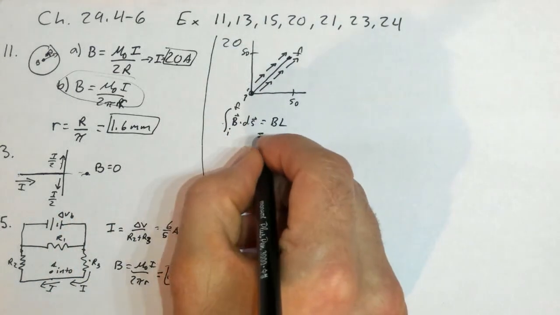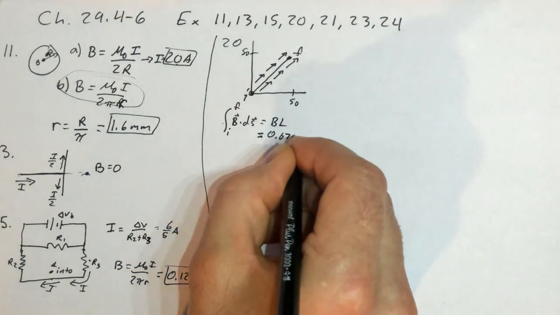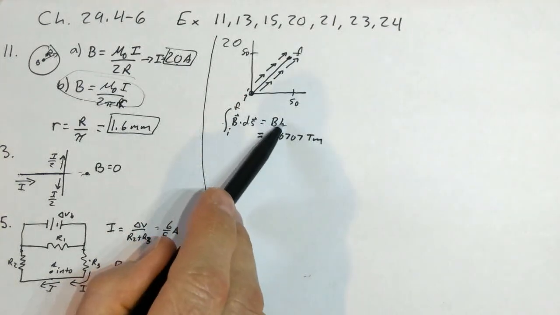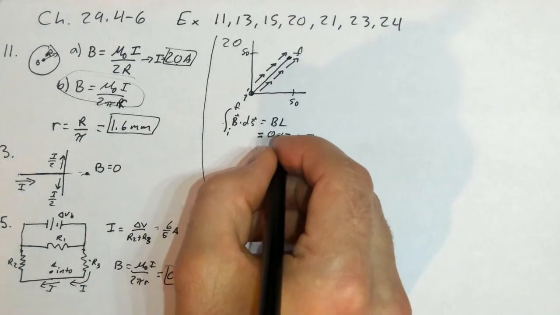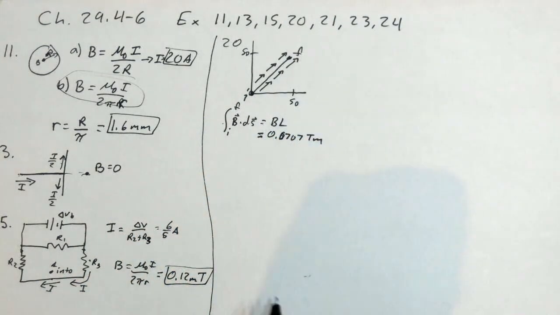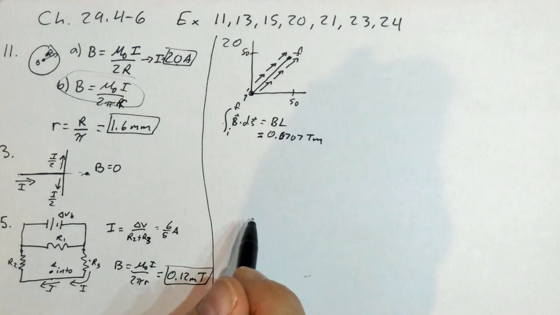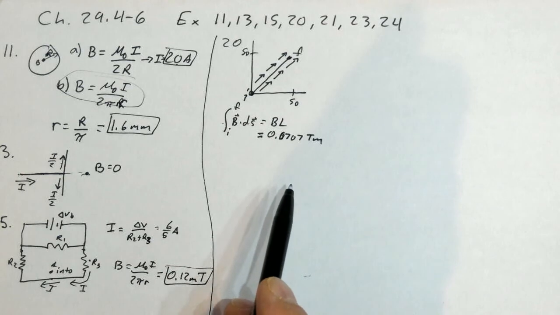And when you plug in your numbers there, you're going to end up with 0.0707 Tesla meters. Okay, Tesla meters. It's B field times length. Okay, this is pretty small. This is 0.0707. Pretty small line integral. It's a small magnetic field, and the path isn't huge.